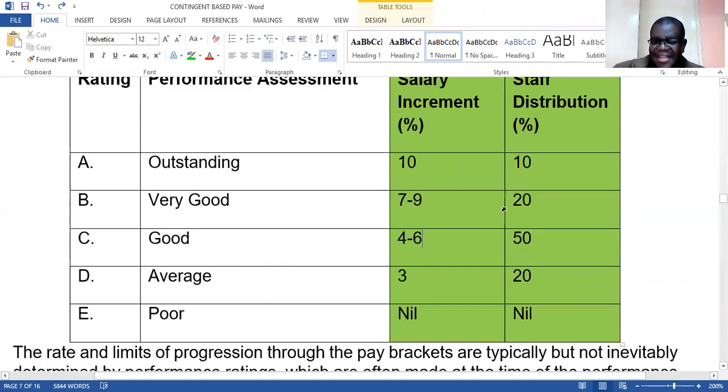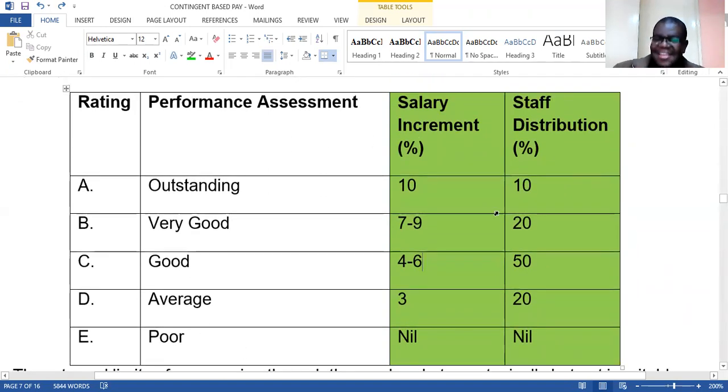So this rating scale is there even as we are setting the performance targets. So the individual is working knowing that how they will be rated will determine the increment they will get.